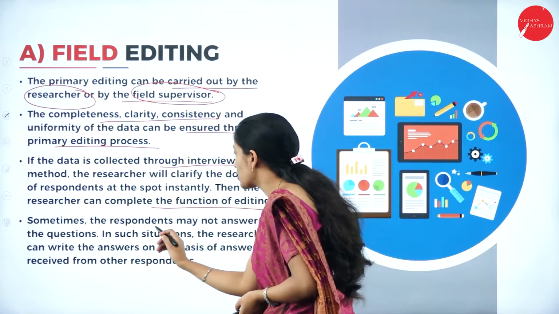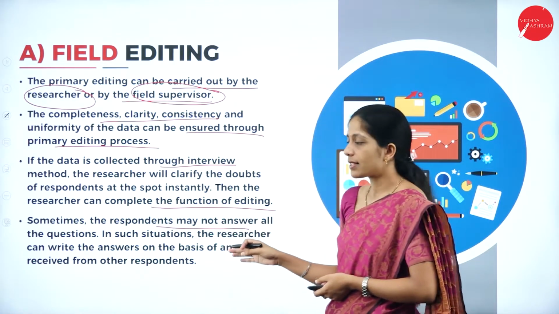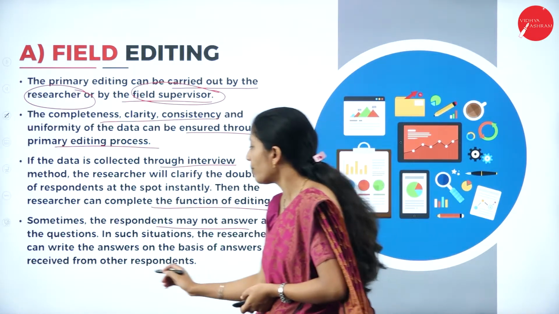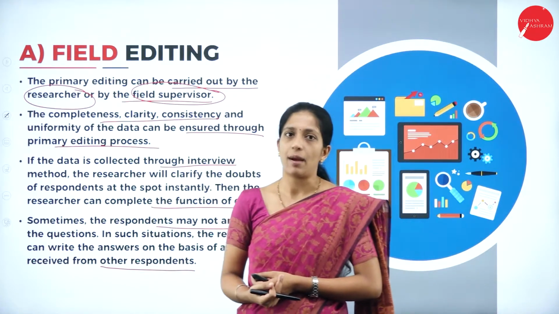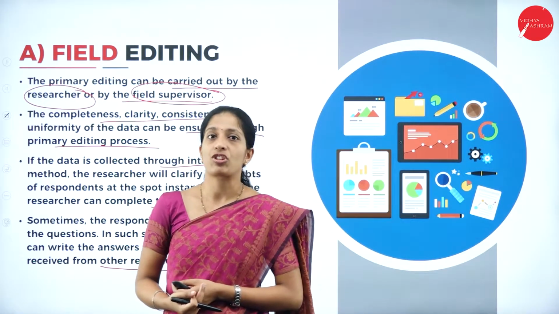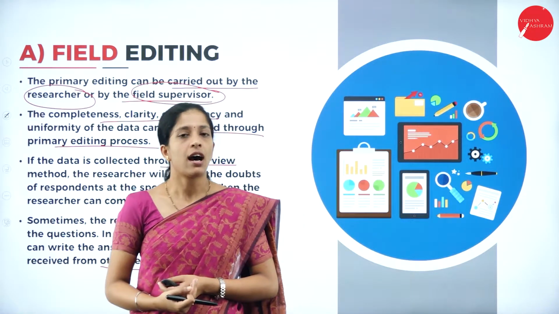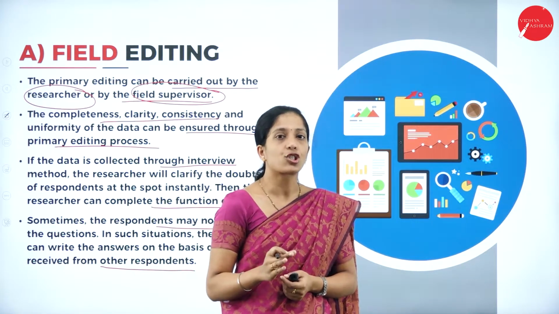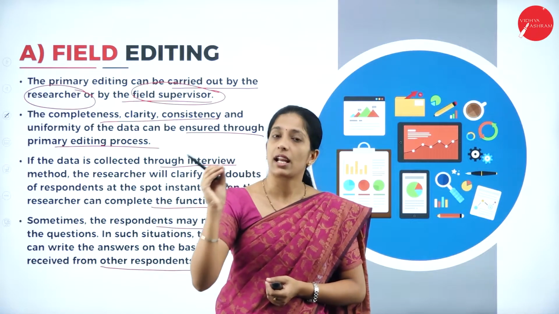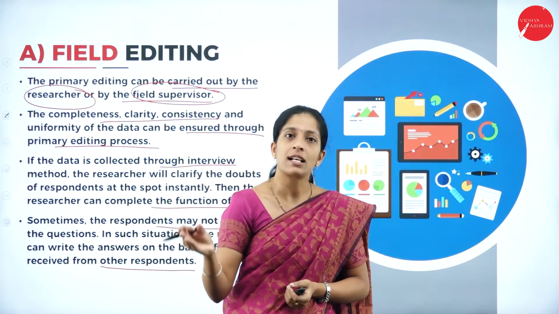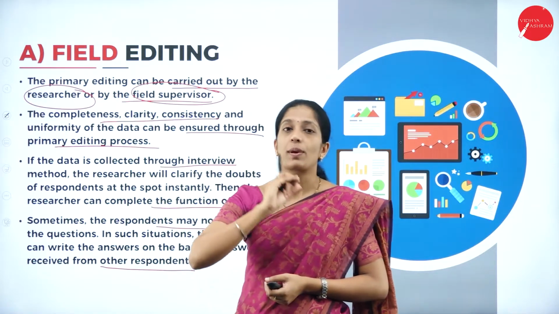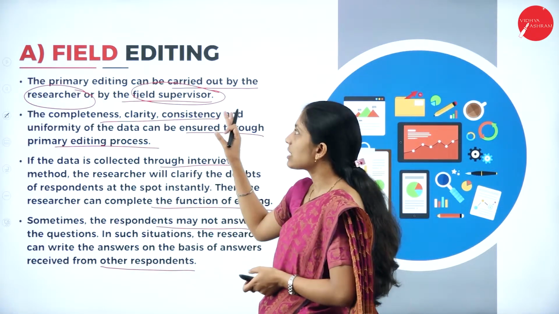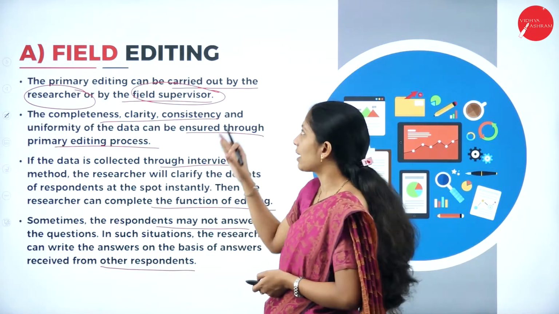Sometimes the respondents may not answer all the questions. In such a situation, the researcher can write the answer on the basis of answers received from other respondents. This normally happens. It doesn't mean that all the questions of the questionnaire have to be compulsorily answered by the respondents. There are certain respondents who do not answer the questions. In that situation, the majority answer will be considered and it will be filled in by the researcher himself. So, this is about field editing. Hope you are clear about field editing.